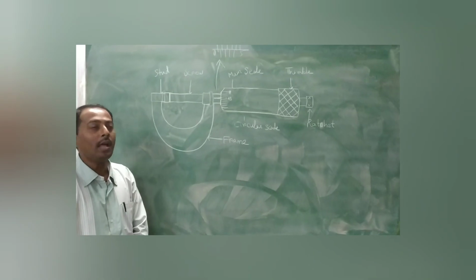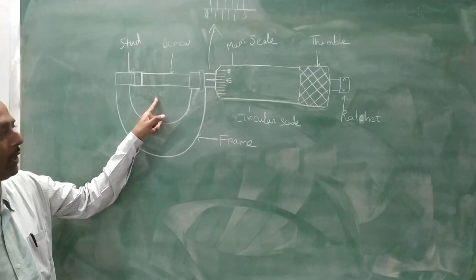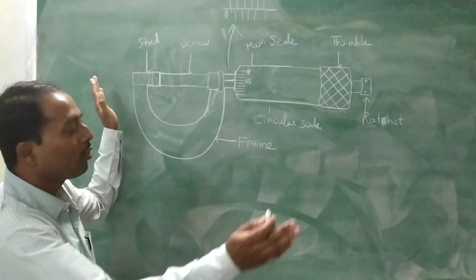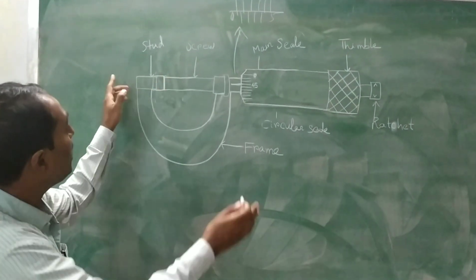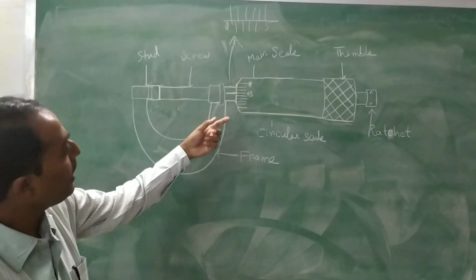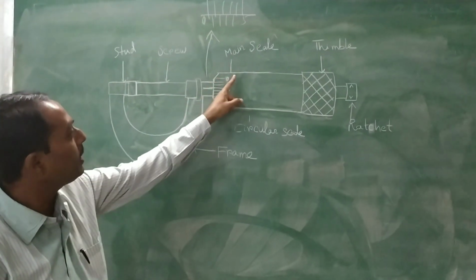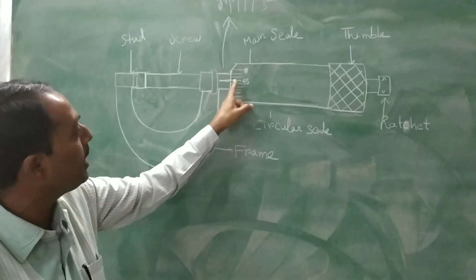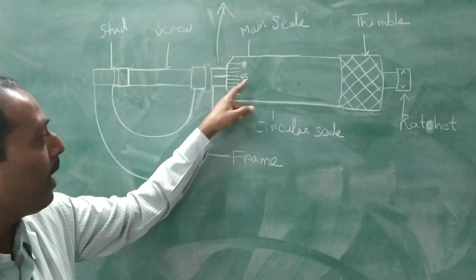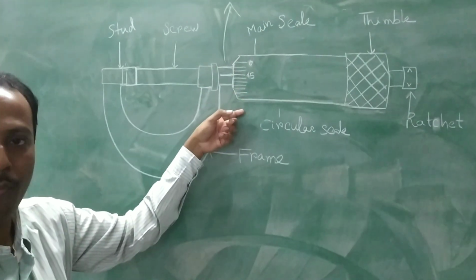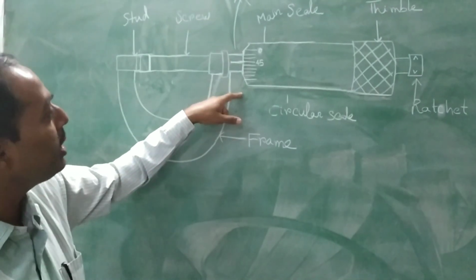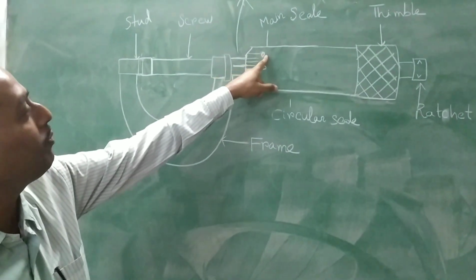Okay. Now let us understand the zero error of the screw gauge. For calculating the zero error, first we have to close the screw gauge like this, I mean these two jaws are close to each other. In that case, if the zero of the circular scale is not coinciding with this reference line, that means you have some zero error. It may be either positive or negative.